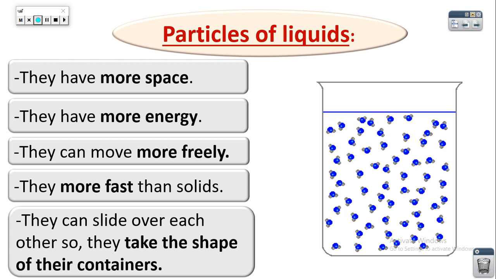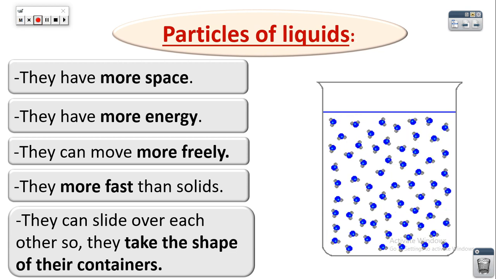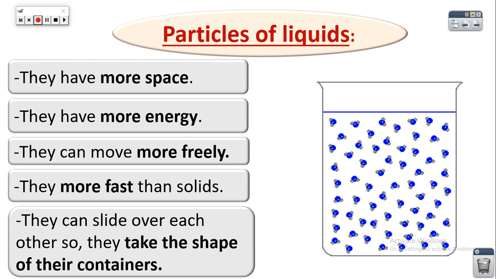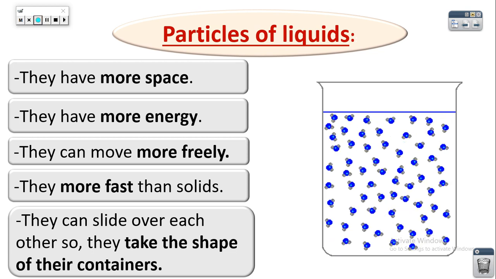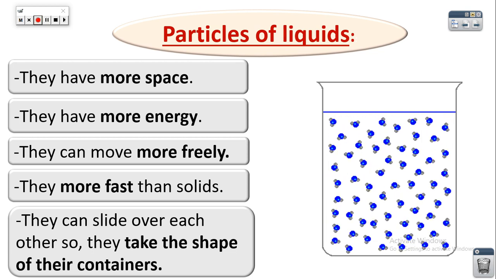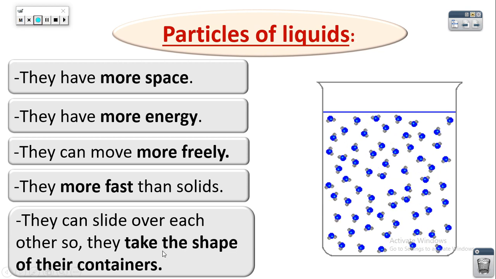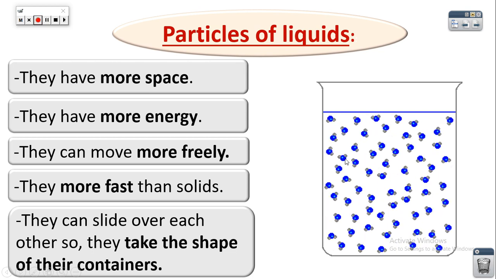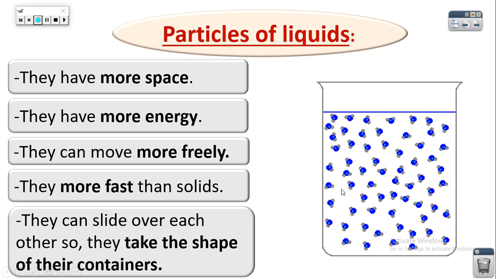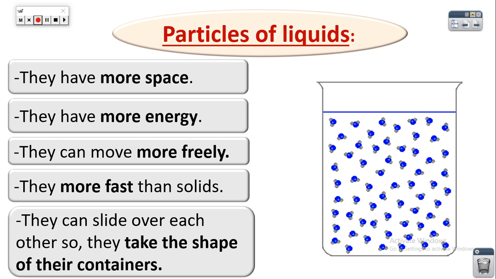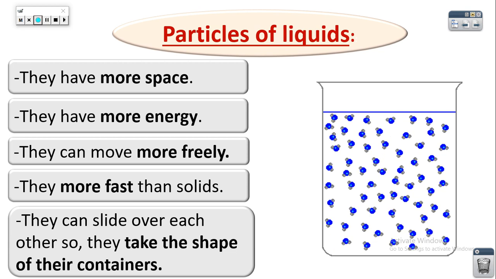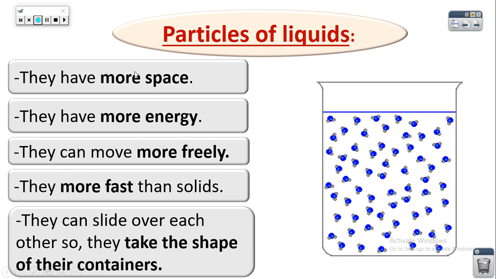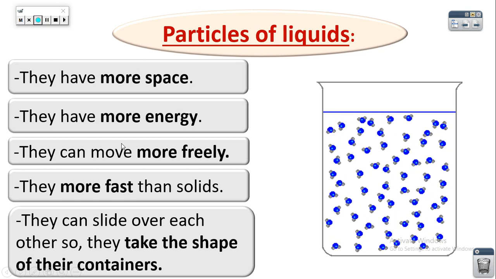Liquid particles can move from their place, but solids vibrate in their place, right? So liquids have more space and more energy, and they can move more freely than solids. They take the shape of their containers and can slide over each other. What is the meaning of slide over each other? That means that any particle can come and change its place totally to another place, as you can see in the picture. So particles of liquids have more space, more energy, and can move more freely.